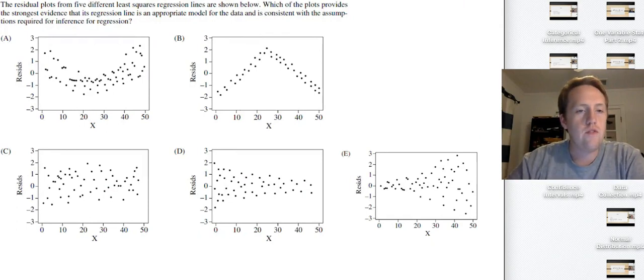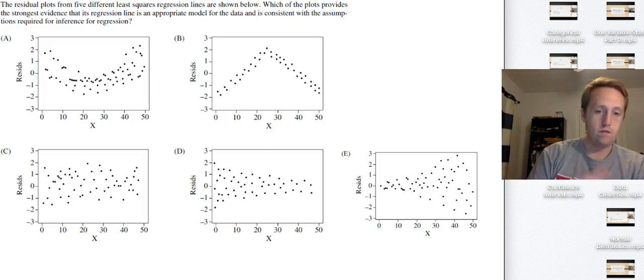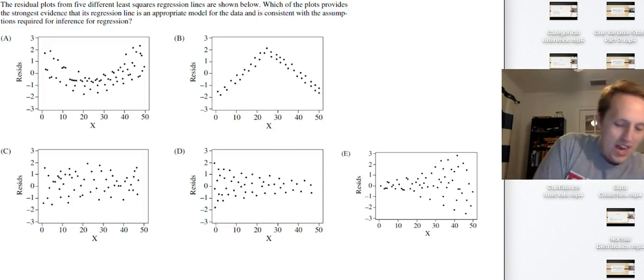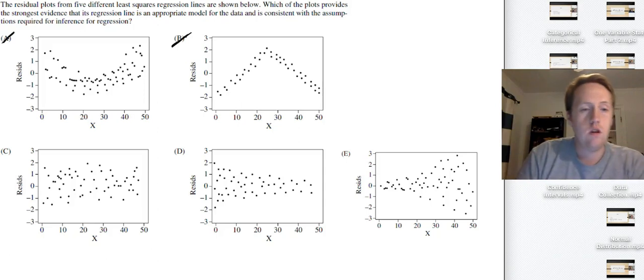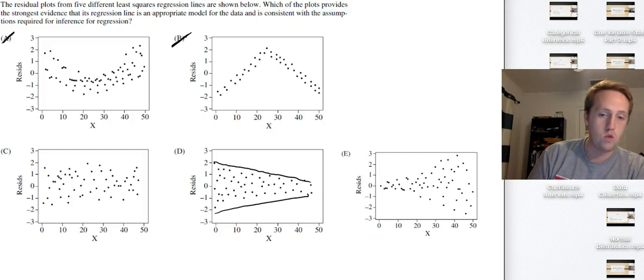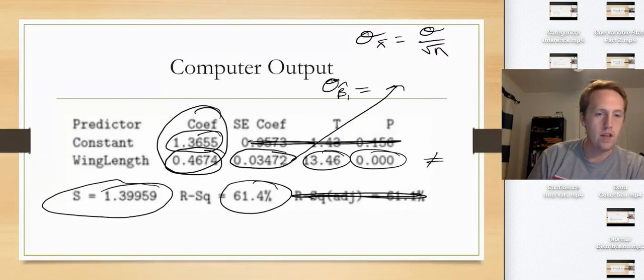All right, the residual plots from 5 different least squares regression lines are shown below. Which of the plots provides the strongest evidence that its regression line is an appropriate model and is consistent with assumptions required for inference? First of all, I want no distinct pattern in the residuals, right? So A and B are out. So C, D, or E, because there's not a distinct pattern. However, look at D and E. In D, the residuals kind of go inwards, right? So that's that one condition I was talking about. Let me scroll back to it so we can read it together.